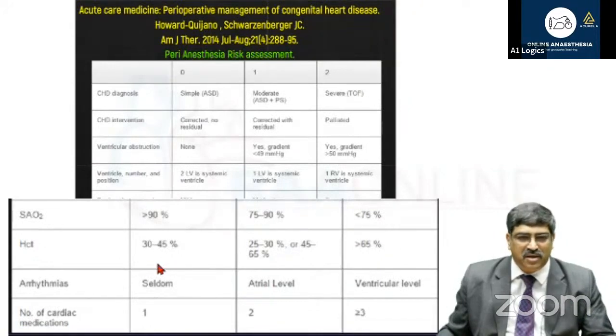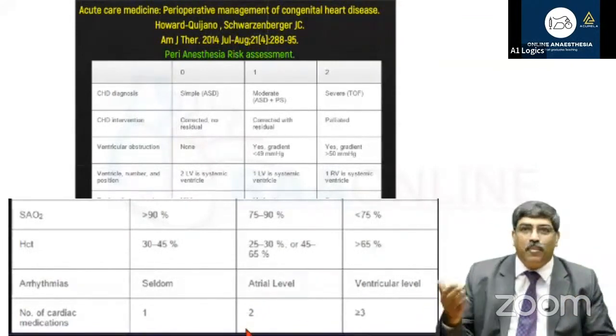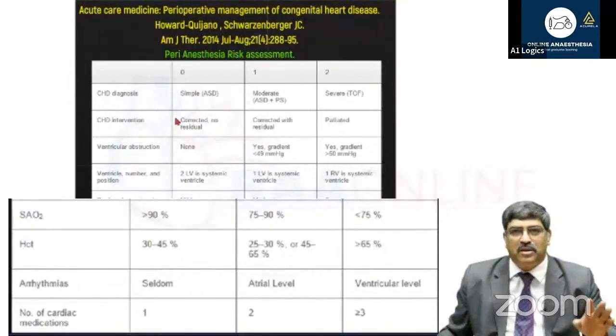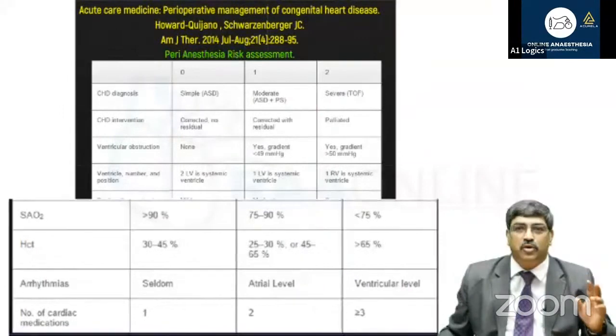Coming to arrhythmias, if there are no arrhythmias, it is 0 points. Atrial level arrhythmias, it is 1 point. Ventricular level arrhythmias, it is 2 points. Coming to the number of medications the patient is receiving, if it is 1, the point is 0. If the number of medications is 2, the point is 1. And if the number of medications is greater than 3, it is going to be 2 points.